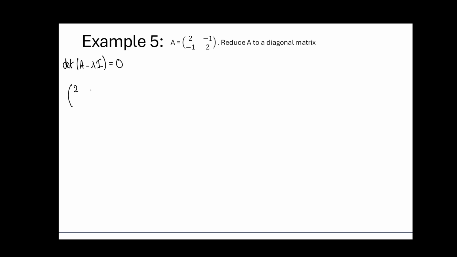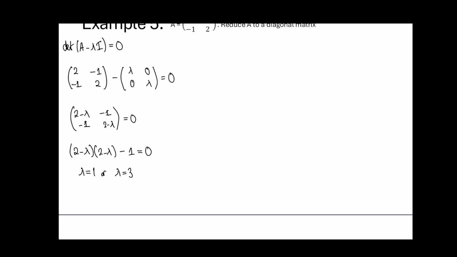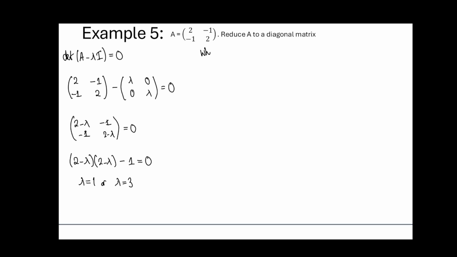So we have the determinant of 2 minus lambda, minus 1, minus 1, 2 minus lambda is equal to 0. Now if we find the determinant, we get 2 minus lambda multiplied by 2 minus lambda, minus 1, is equal to 0. And that gives us two eigenvalues: lambda is equal to 1 or lambda is equal to 3. If we now find the eigenvectors, when lambda is equal to 1, we have 2 minus 1, minus 1, minus 1, 2 minus 1, multiplied by x, y, is equal to 0, so 1, minus 1, minus 1, 1, x, y.